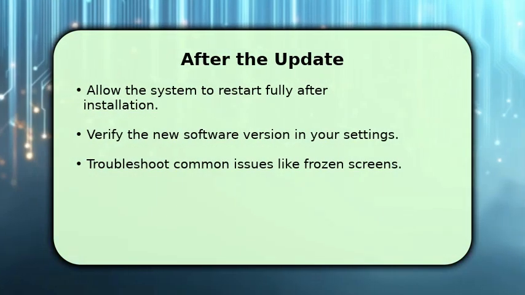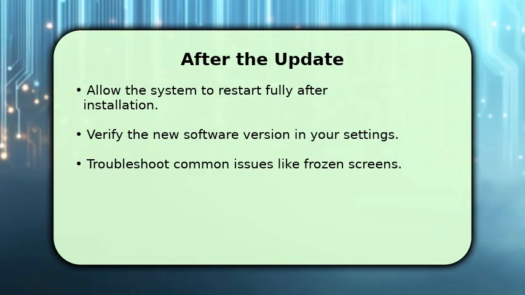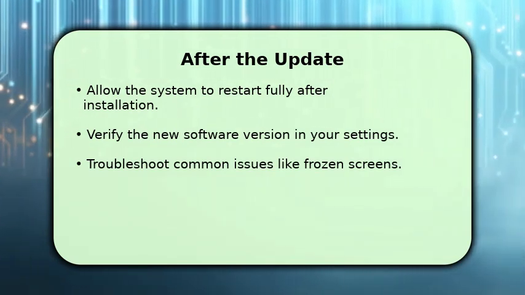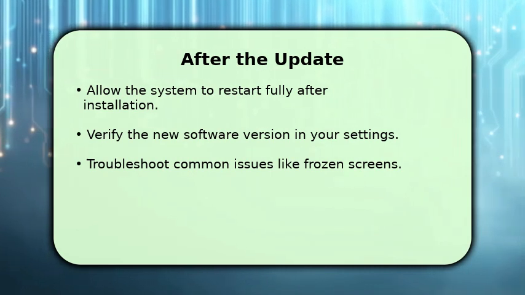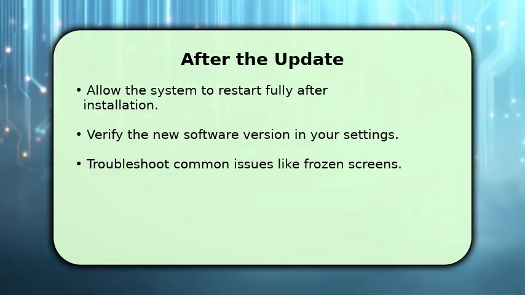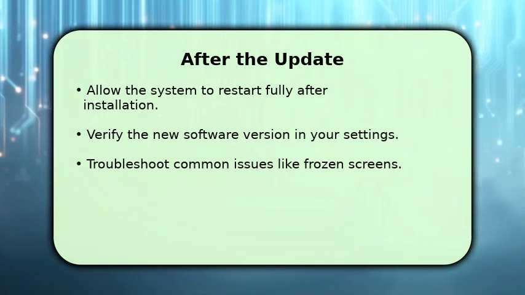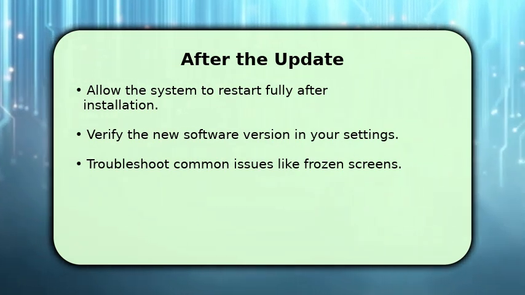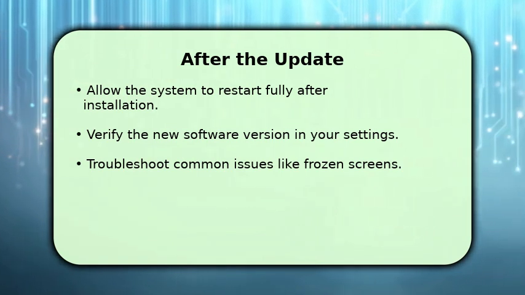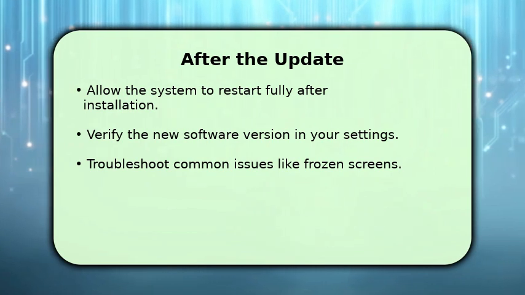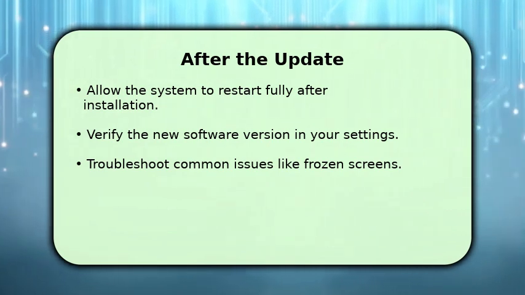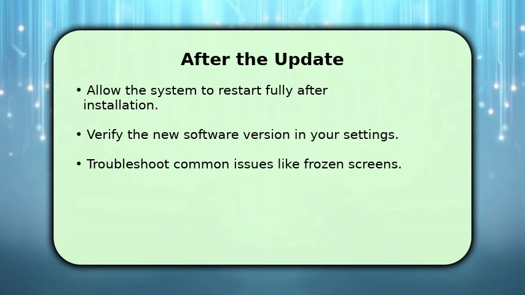After the installation completes, your Uconnect system will likely restart itself. Allow it to power down and boot up completely without interruption. Once it's fully operational, navigate to your system settings to verify that the new software version has been successfully installed. If you encounter any issues, such as a frozen screen or an update error, try restarting the vehicle or consulting your owner's manual for specific troubleshooting steps.